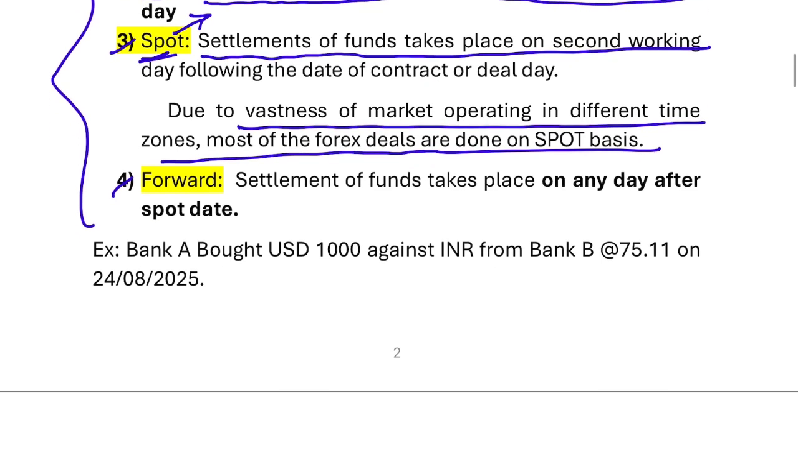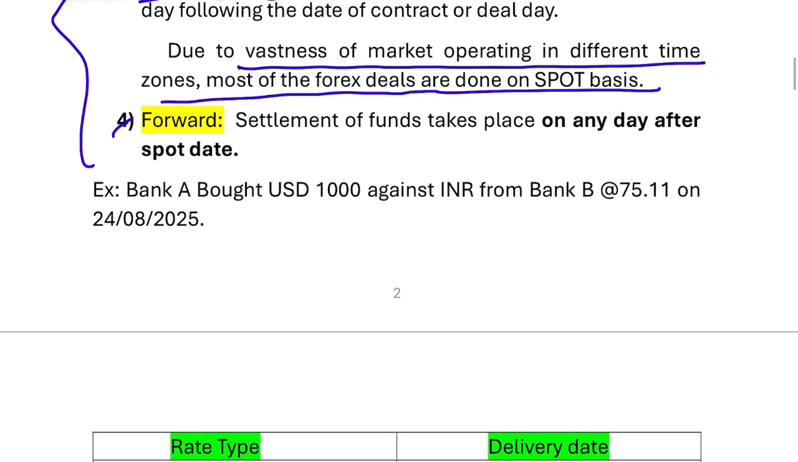And forward means what? Any calendar day. Suppose, in our previous example, we said that we requested US dollars 1000. They said that they will deliver the US dollars on 30th September.